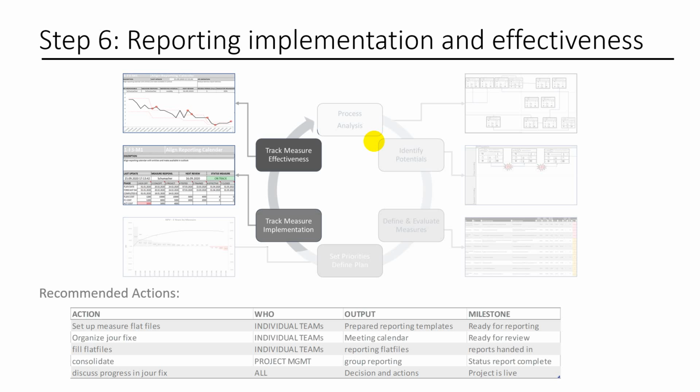For this purpose, there are a couple of recommended actions. First of all, you have to have a measure flat file where to capture the information. This is already available in the form of the measure reporting flat file, which we will have a look at a little bit closer during this tutorial. Second, you would have to organize a regular meeting where to review with your team what has been going on with the measure implementation. Then you will have to fill the flat files to provide the information you'll be discussing. Then you need to consolidate and discuss the progress in your meeting. So everything fairly intuitive, nothing unexpected.